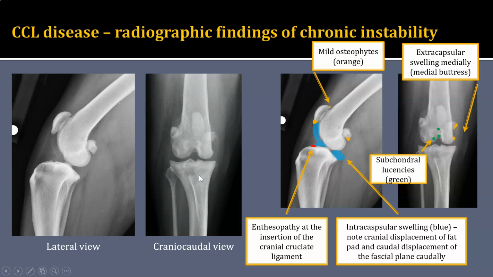On the cranial caudal view here, we can also see some osteophytes here on this medial fibula, as well as a small amount here on the medial femoral epicondyle. And then this patient also has some soft tissue swelling that is more of extracapsular swelling because it is localized here to the medial side, which is medial buttressing that is very common, which is thickening of that medial aspect of the tissues in the joint capsule in patients that have chronic cranial cruciate ligament disease.